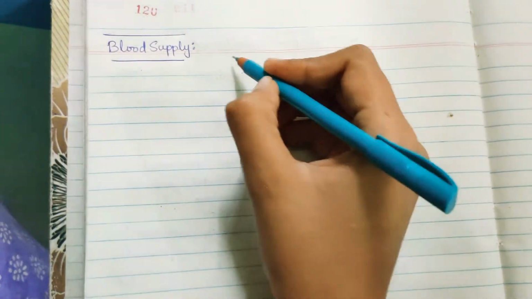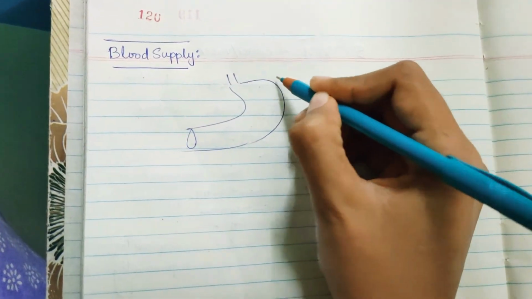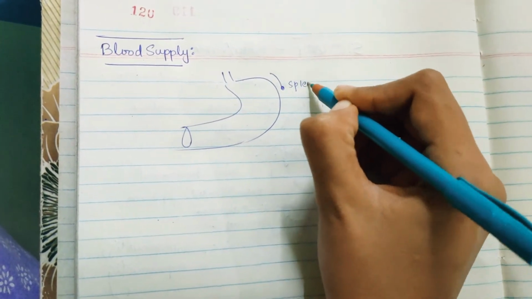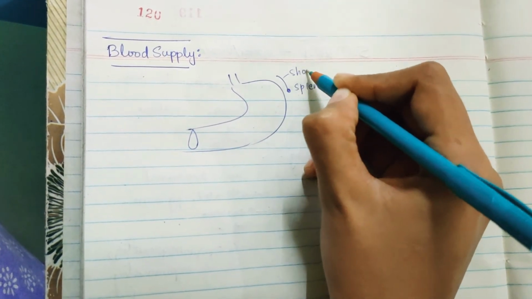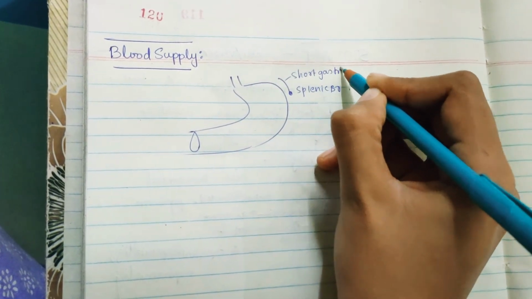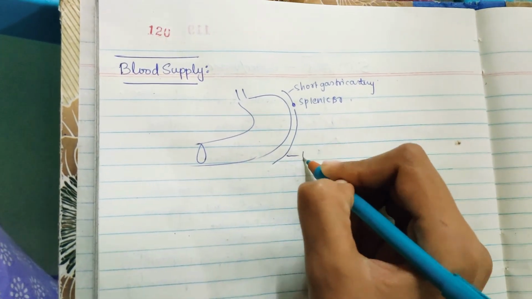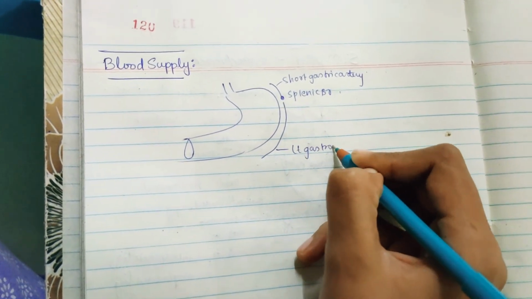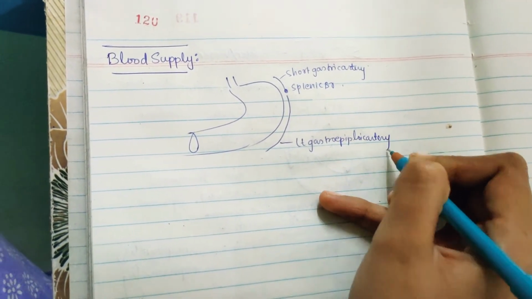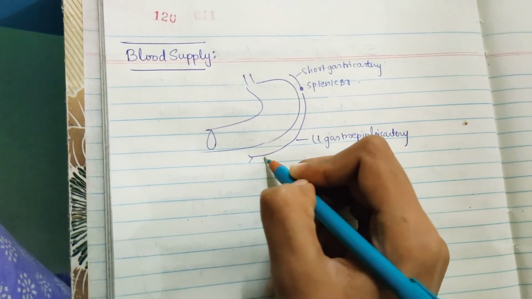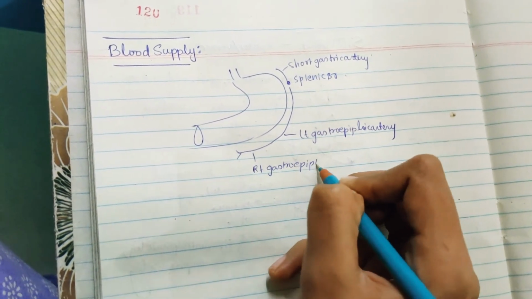So now let us discuss the blood supply of stomach. Let us draw the stomach first. First, it has splenic branches here. From the splenic branch you get one short gastric artery, and also you will get the left gastroepiploic artery, and also the right gastroepiploic artery.